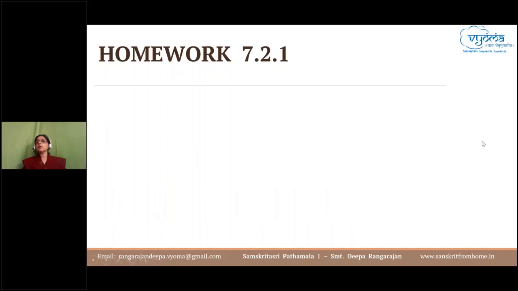So before checking the homework, so far whatever we have done, if there are any questions, I will take them and then proceed. Yes, sometimes the double avagraha is also used. So the double avagraha again means that two letters have elided. There is no other significance for that.